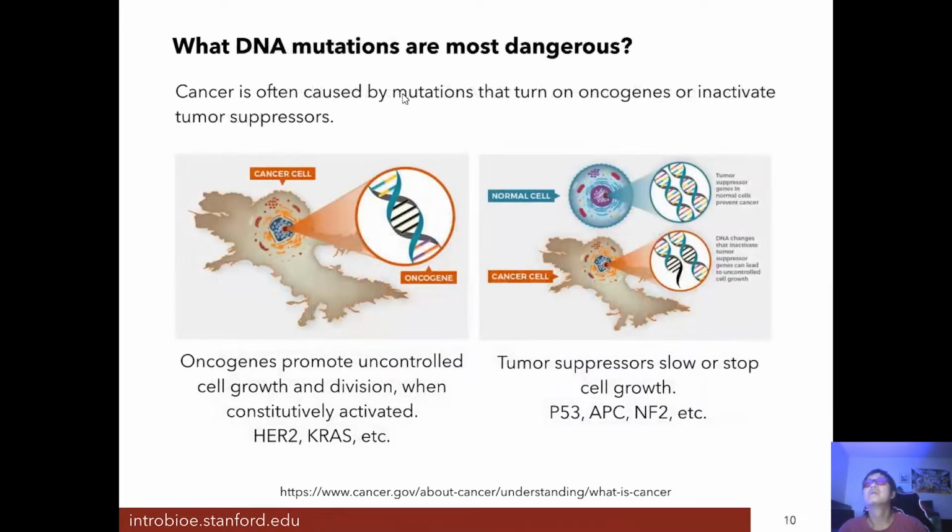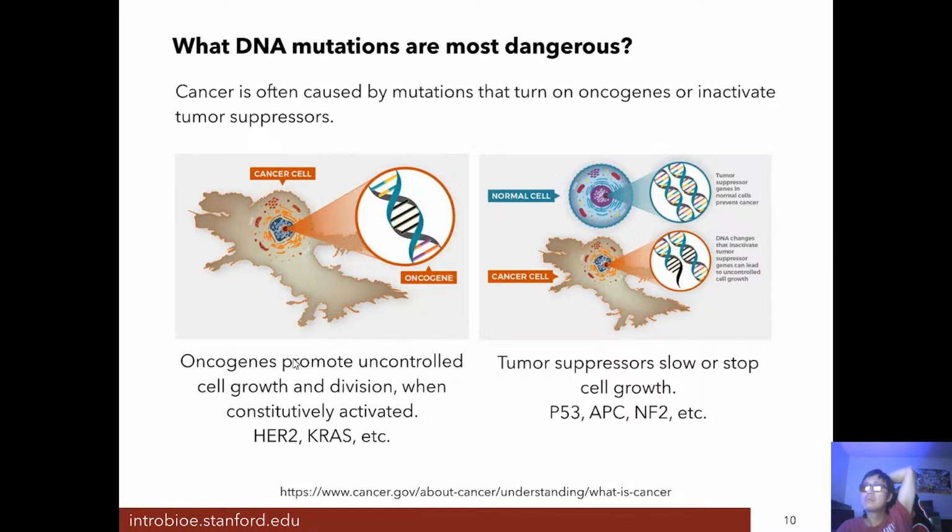So mutations that turn on oncogenes or inactivate tumor suppressors are the most dangerous. These are the ones that are most likely to cause cancer. Now, these are two different jargon words that I just threw at you, so let's define them. Oncogenes are genes that promote uncontrolled cell division and growth when they're constitutively activated. So these are genes that stimulate your cells to grow and divide.